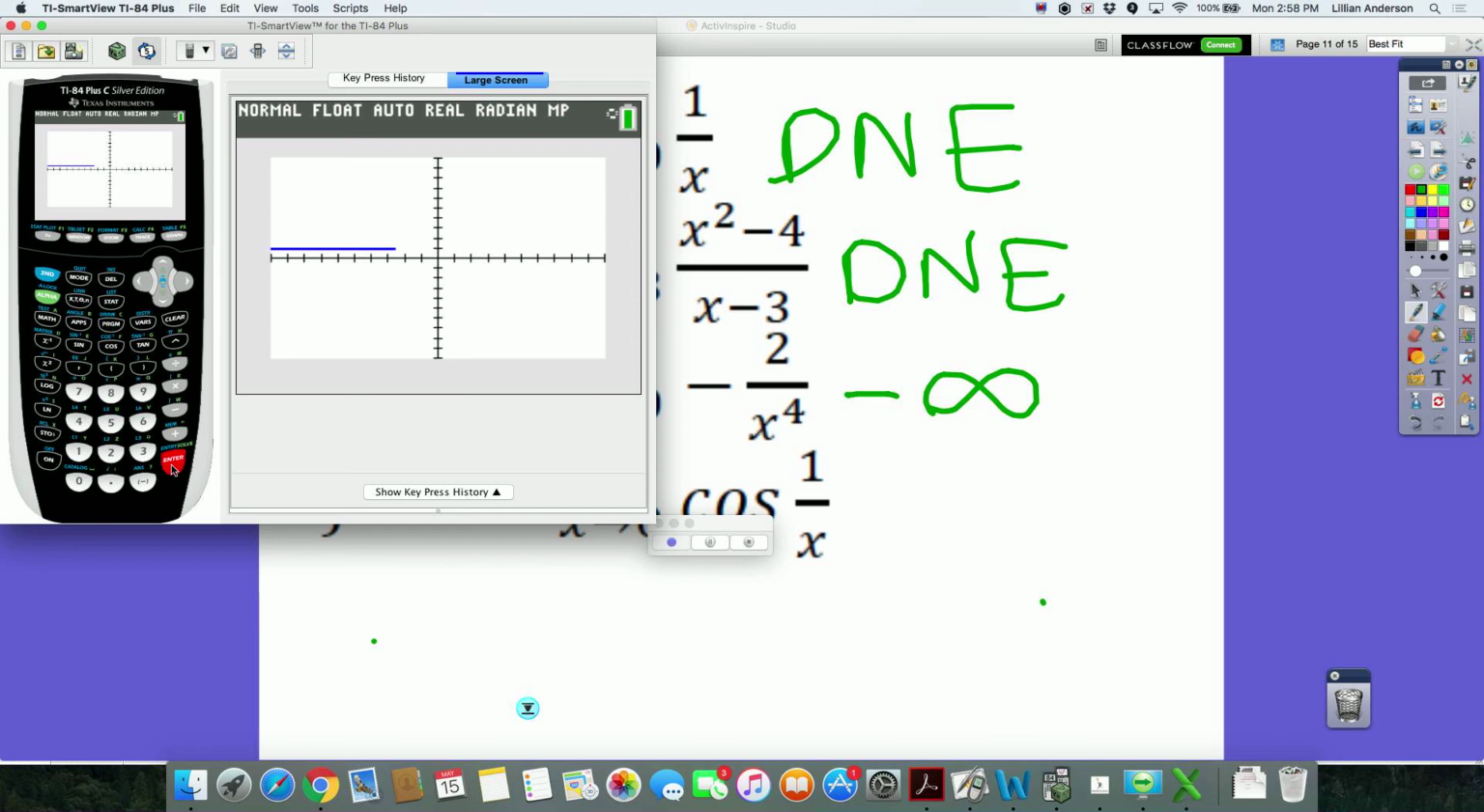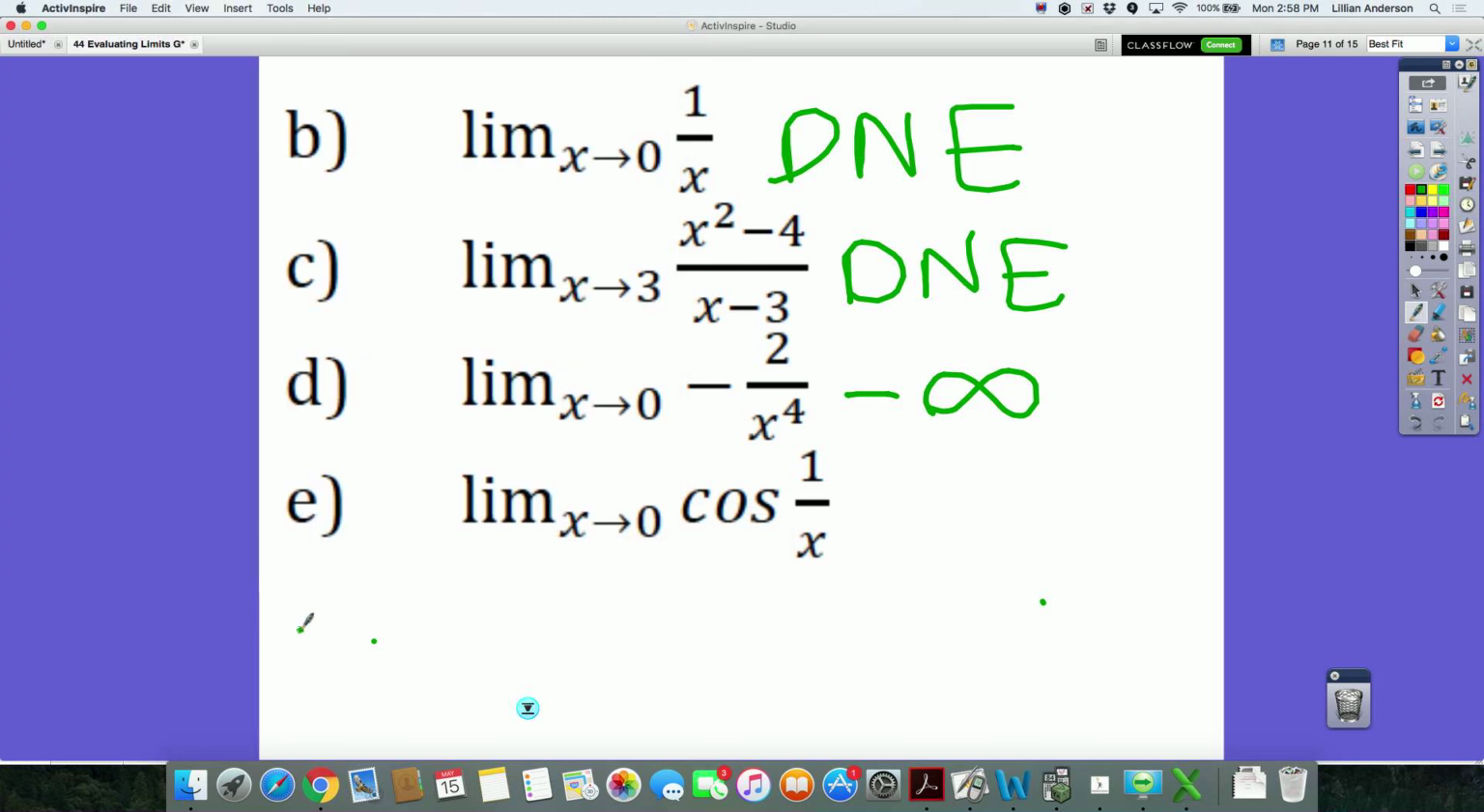And my calculator has frozen, so I can't show this one on the video. But what did you guys get? Negative 1. Negative 1. Negative 1? Yes. Okay. So if my calculator had acted right, it would have been negative 1 that it would approach using the graph. But I can also use the table.